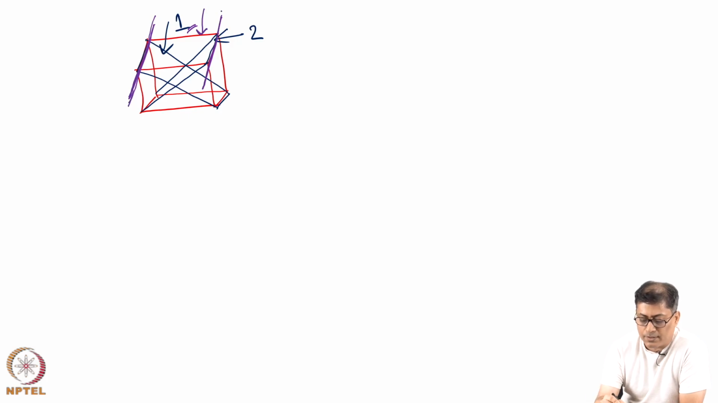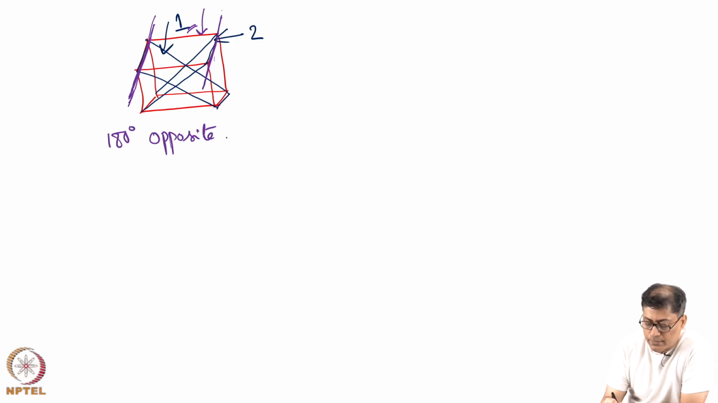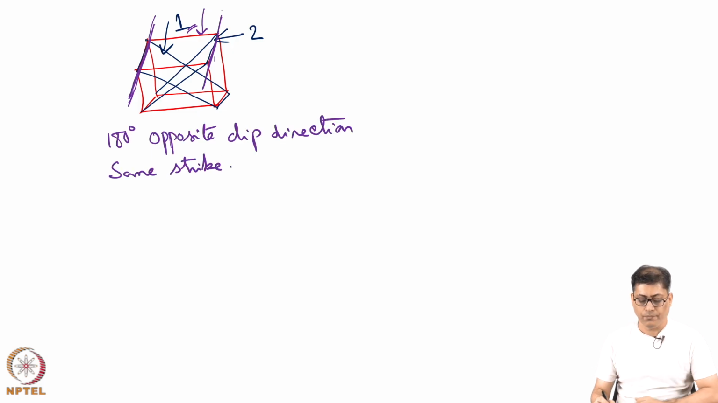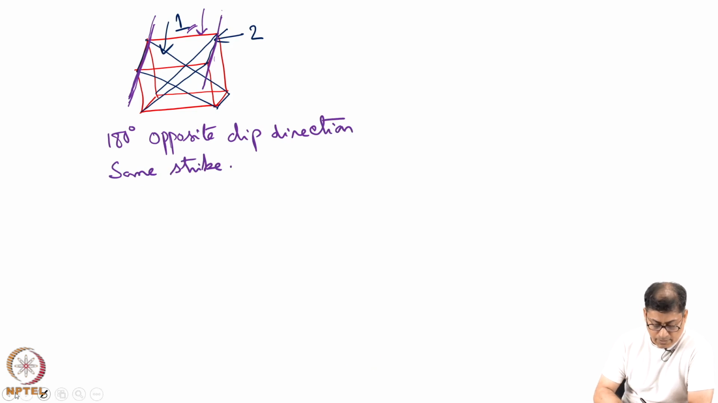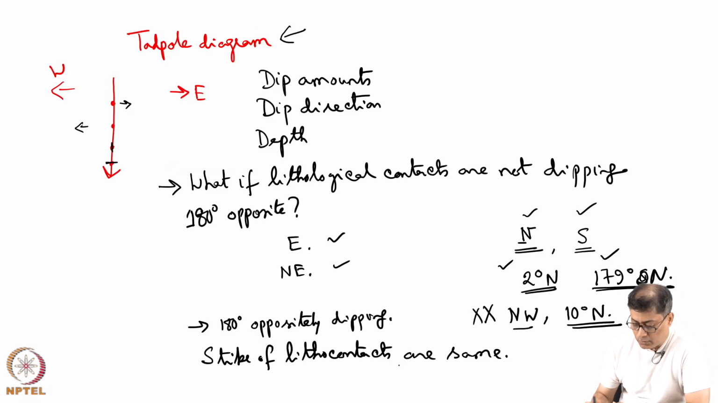So, similarly the strike of plane 2 can be defined and these two are parallel. These two diagonals, plane 1 and plane 2, have 180 degree opposite dip direction and the same strike. So, coming back to the tadpole diagram, what kind of data can be plotted?